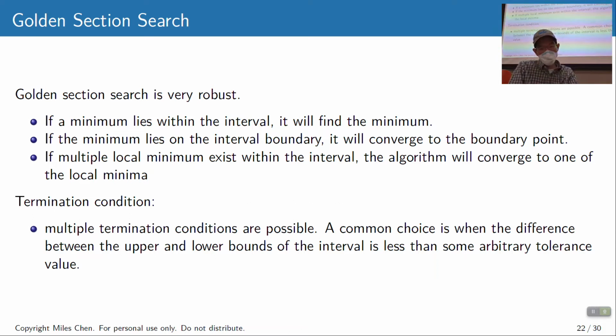There are different termination conditions. One is you can just take the difference between the upper and lower bound in x, not x1 and x2, but the lower and the upper bound, and if it is less than some value, then you can stop. So if the difference between the lower and the upper is say 10 to the negative 5, 10 to the negative 6, you can stop there.